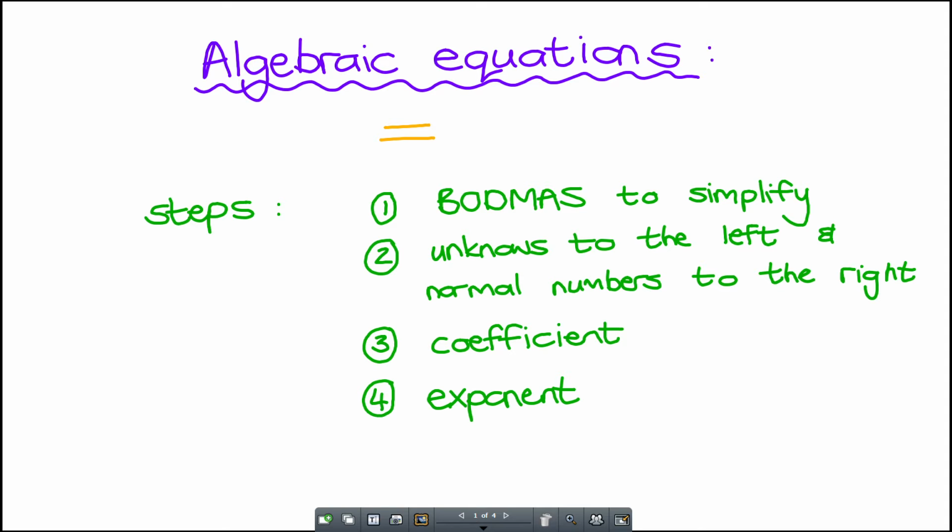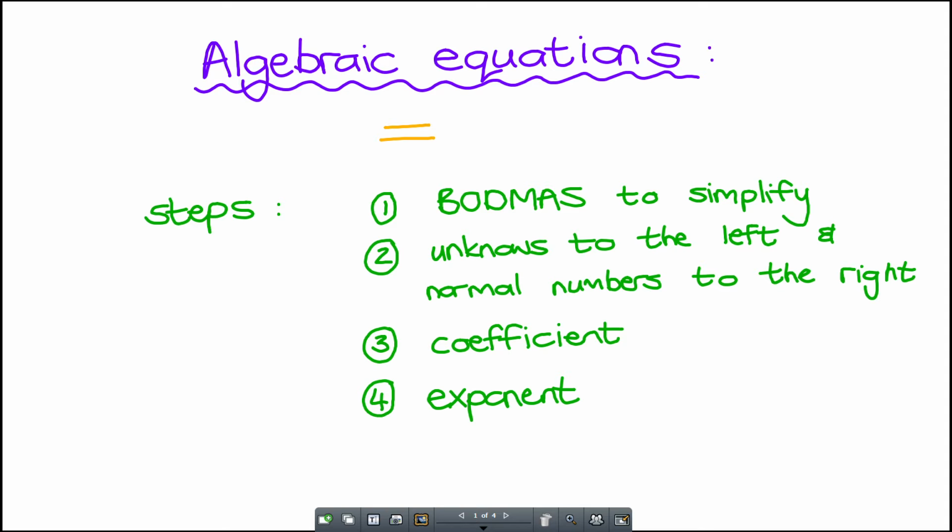So, step 1, I said, would be to use BODMAS to simplify first. Meaning, if there's brackets in the equation, then we first get rid of those brackets. So basically, if there was anything that I could add or subtract, then I do that. So we first simplify. Then our second step would be to take the unknowns to the left and the normal numbers to the right. We have done this last year.